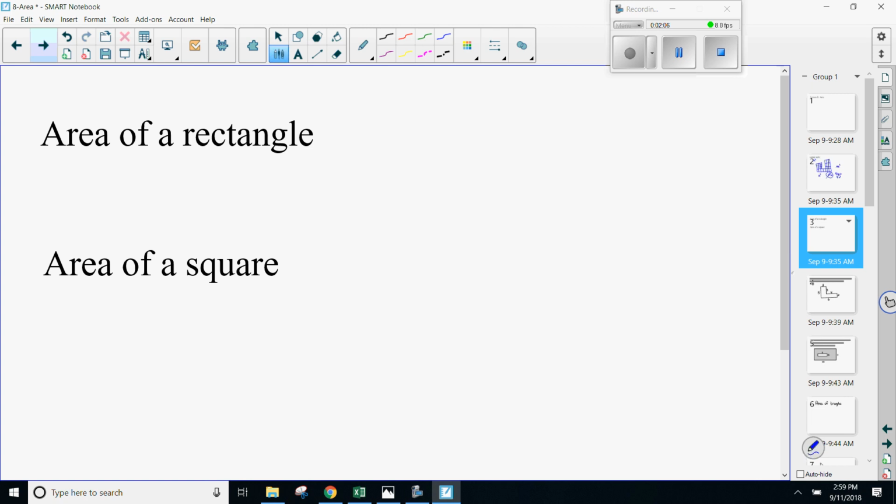Area of a rectangle is base times height, or length times width. How many squares can you fit in that space?